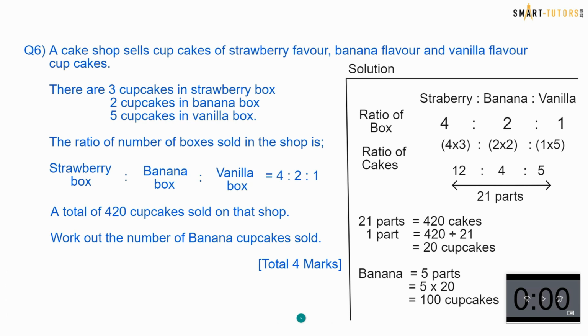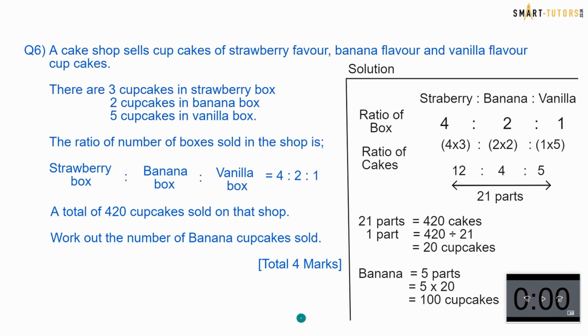Let's look at how I did the question. For the solution, first of all, they gave the ratio for the boxes. So the ratio for boxes is 4 to 2 to 1. Ratio of cakes means for each box, let's say 3 cupcakes in a strawberry box, so if you times that 3 by 4, it is 12 cakes. So the ratio of the cakes is 12 to 2 times 2 is 4 for banana, then 1 times 5 is 5. So 12 to 4 to 5 is the ratio of the cakes.